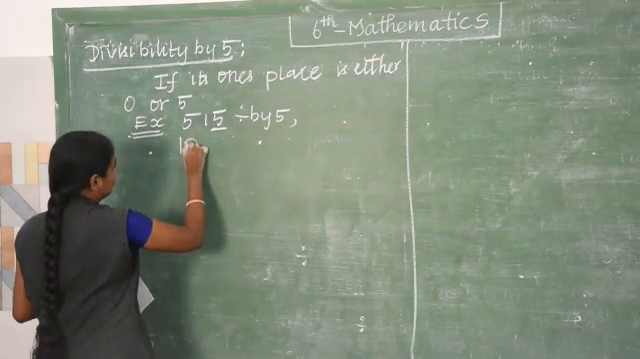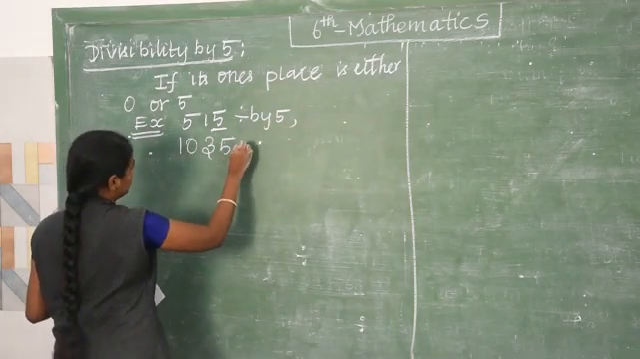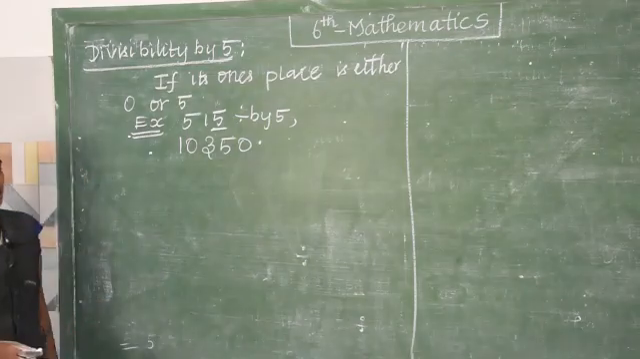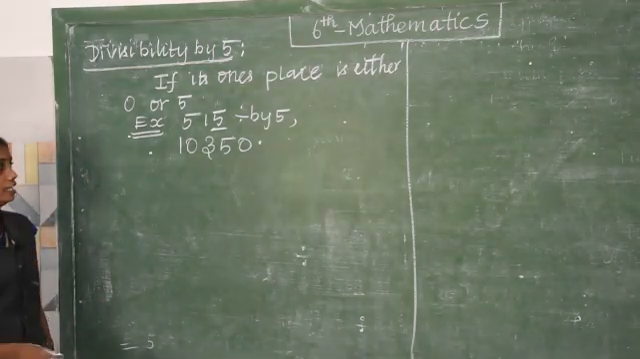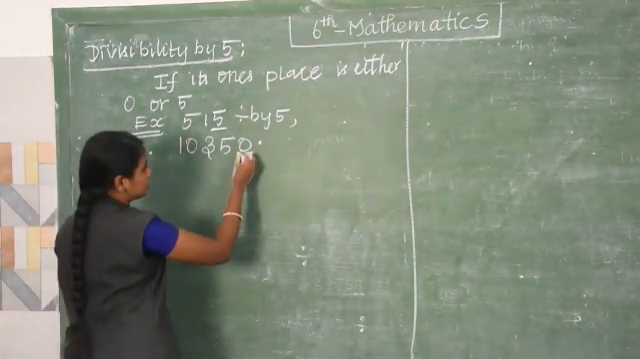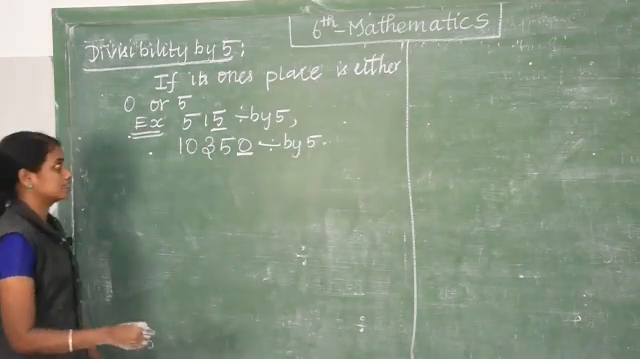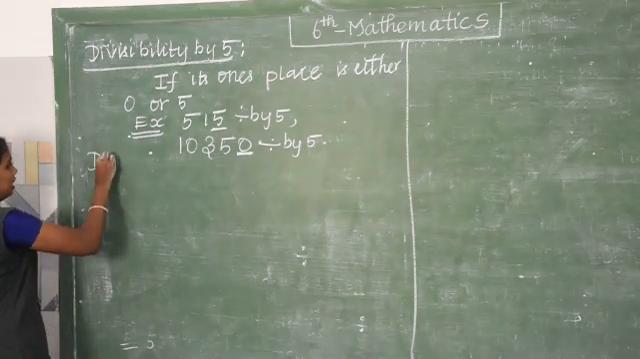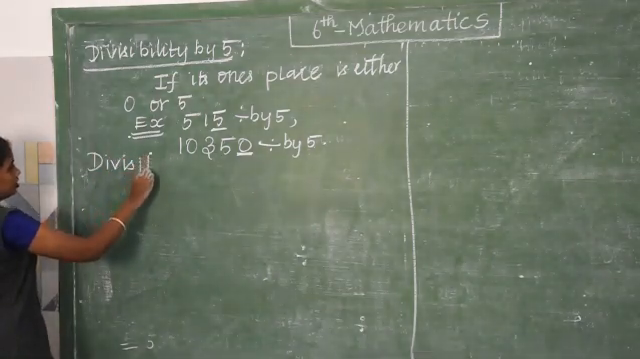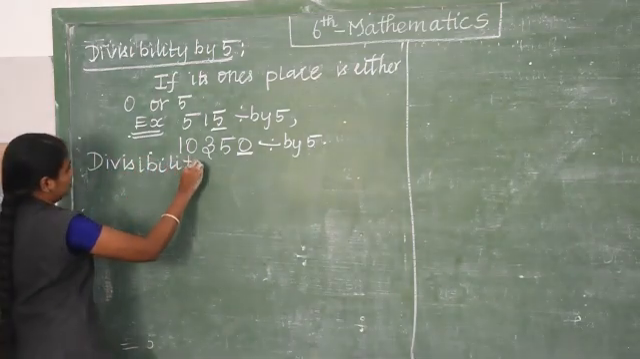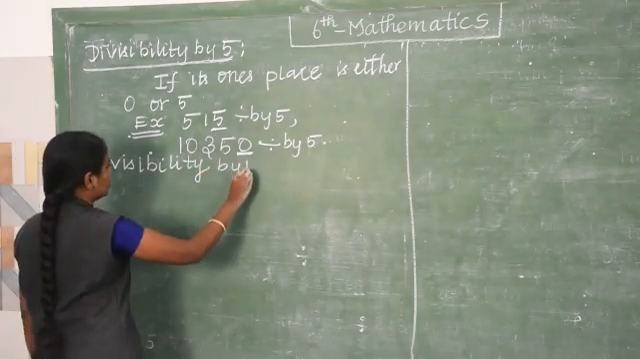Next, 10,350. The ones place is 0. So it is also divisible by 5. Very easy. Likewise for 10, we must have 0.